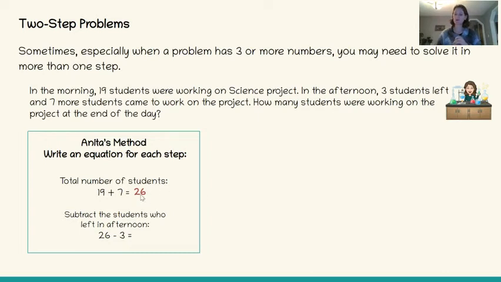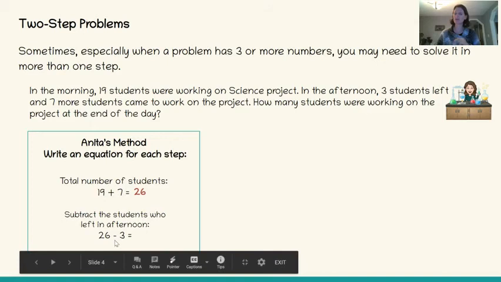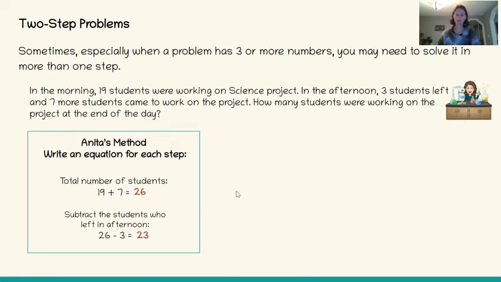So I know altogether there were 26 students, but 3 left in the afternoon. So I'm going to do that equation separately. And her final answer is 23. So her method is to write 2 separate equations, an equation for each step.